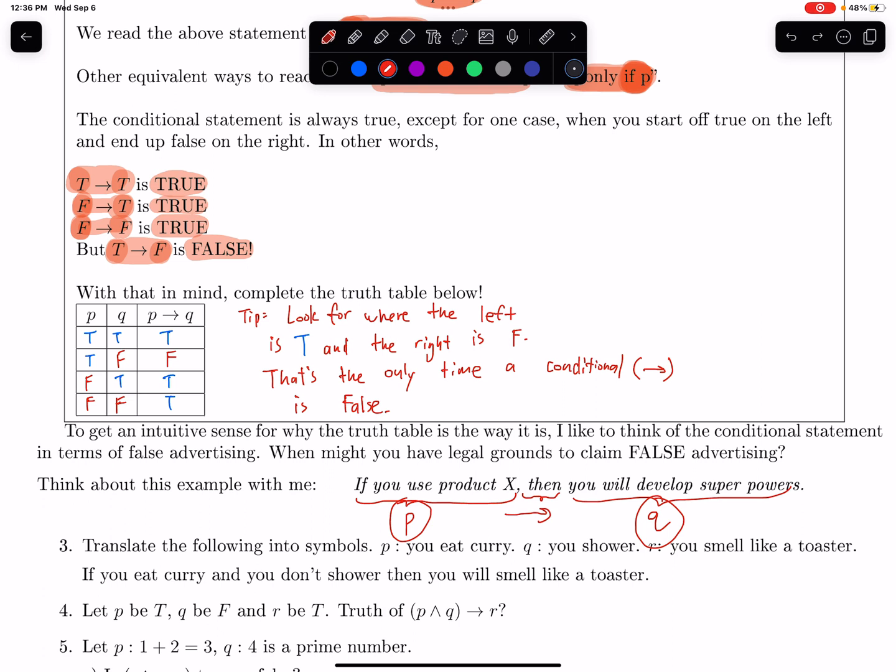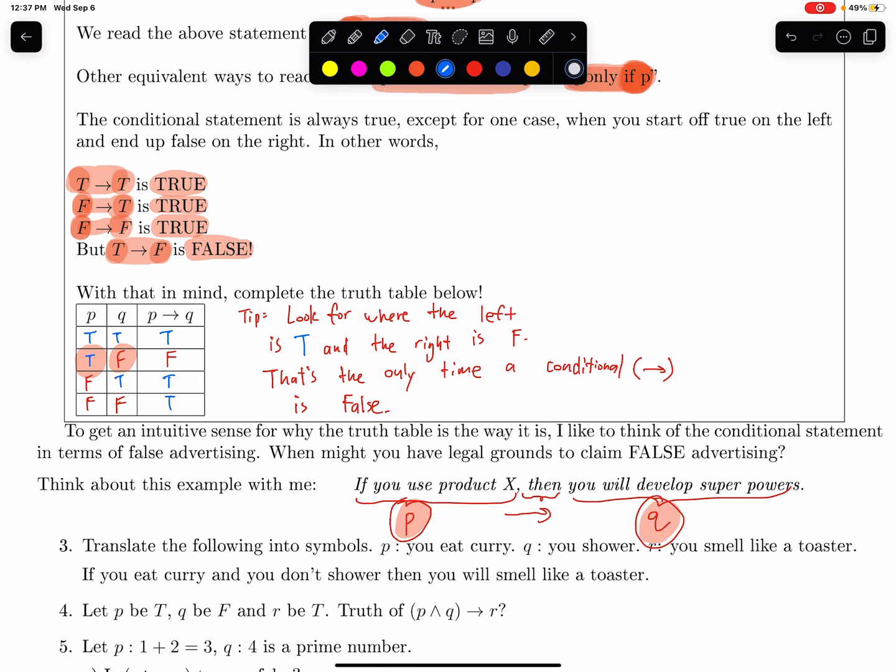Well, no, because if you don't use the product at all, then what grounds do you have to claim false advertising? Right? You didn't even use a product. So it doesn't matter what happens in the end, whether or not you get superpowers, there's no legal grounds to claim false advertising. Now, what is the one time that you can claim false advertising? That would be if you use the product, so the P part is true, and you did not get superpowers, so the Q part is false.